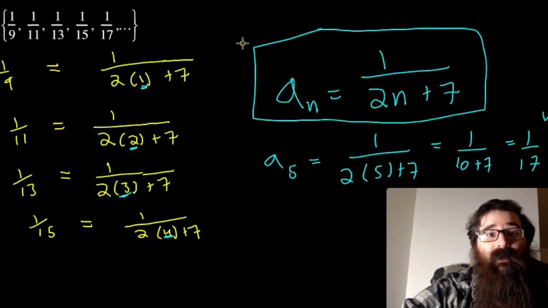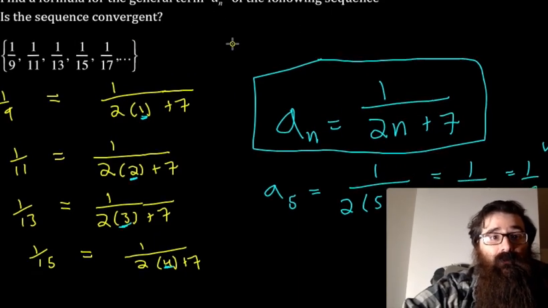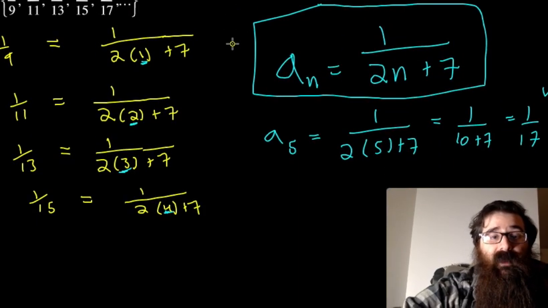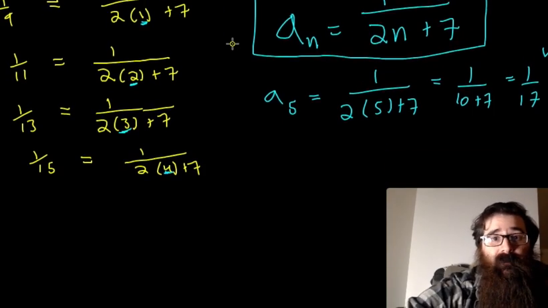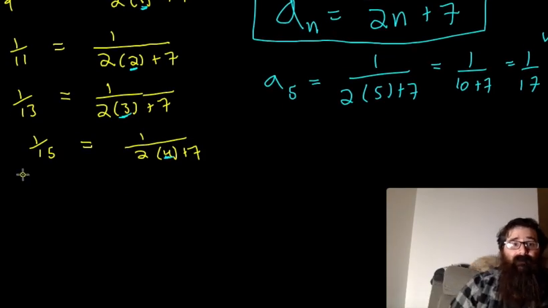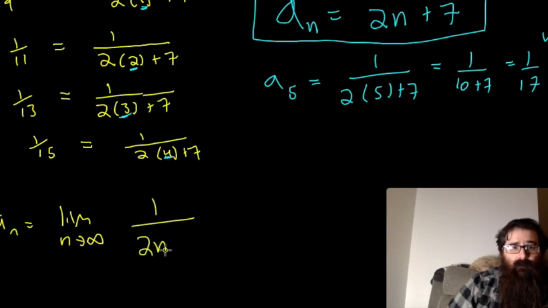Now I can use this to try to determine if the sequence is convergent. And to determine if the sequence is convergent or not, I want to take a look at the limit as n goes to infinity of a sub n. I want to know, what does that long-term behavior look like? The limit as n goes to infinity of a sub n would be the limit as n goes to infinity of 1 over 2n plus 7.